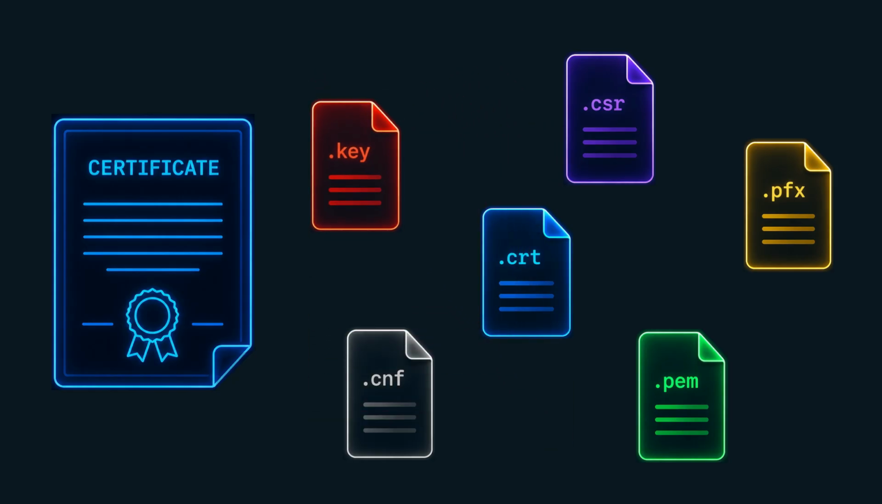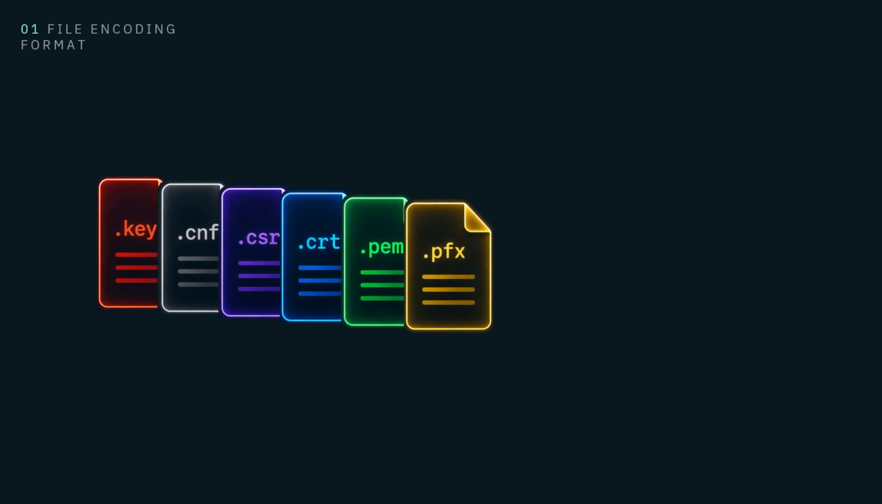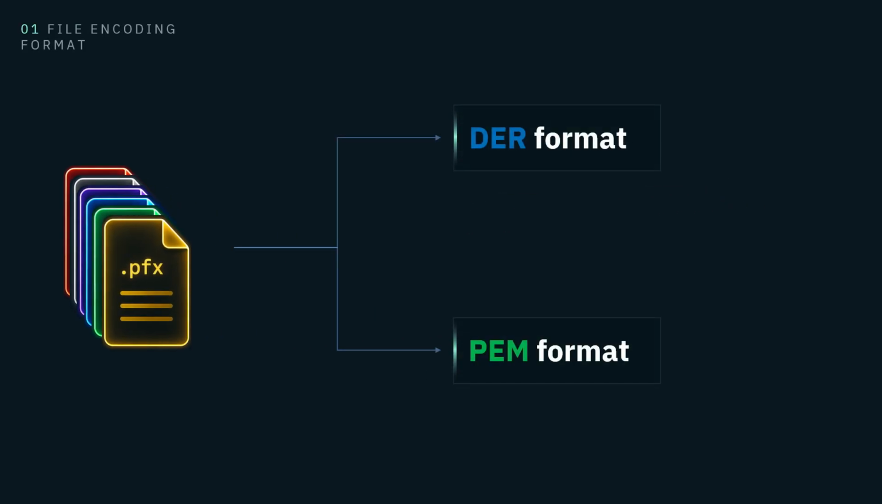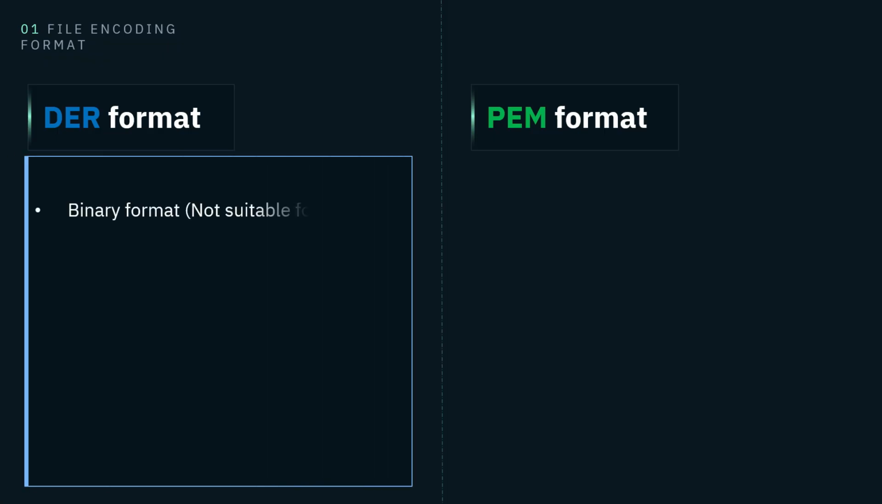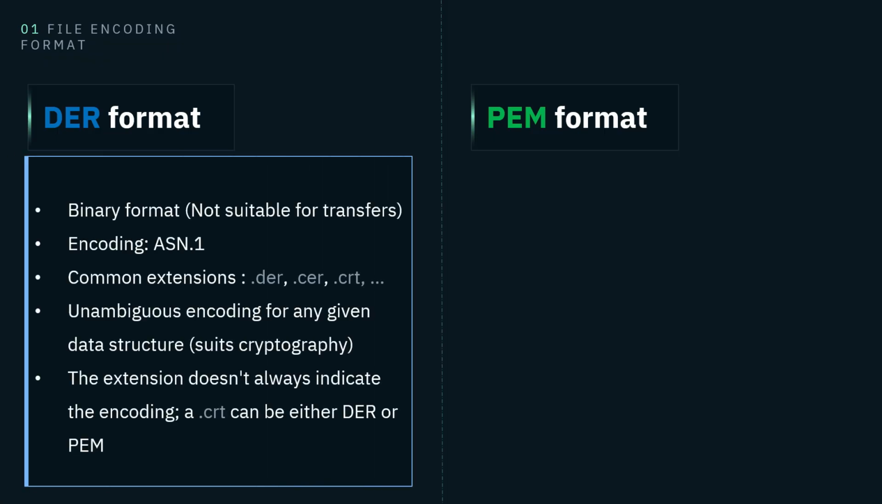Before we dive into each file, let's talk about something that trips up a lot of people, the encoding format. Because before asking what is this file, you should ask how is this file represented. And there are two formats you need to know. The first one is DER. DER is a binary format, meaning it is not human readable and it is not suitable for copy pasting or email transfers. It uses ASN.1 encoding, which is a strict and unambiguous way of representing data structure, and that is exactly why it suits cryptography so well.